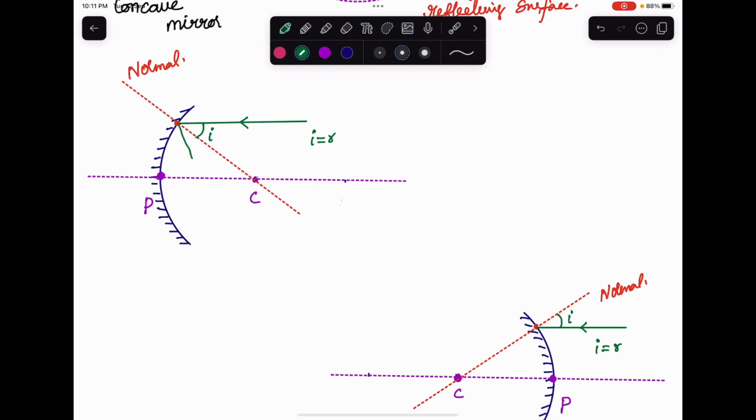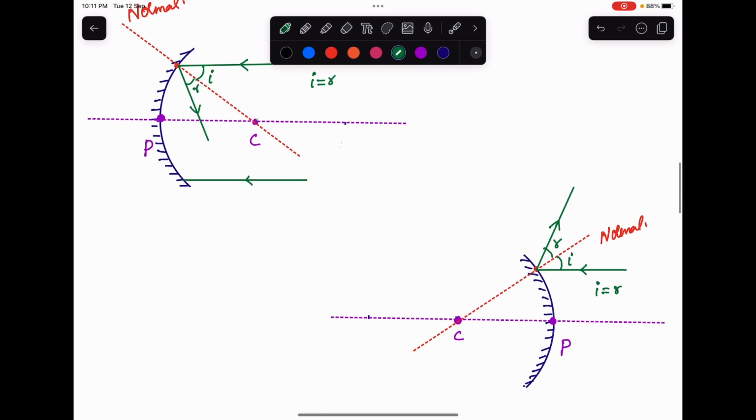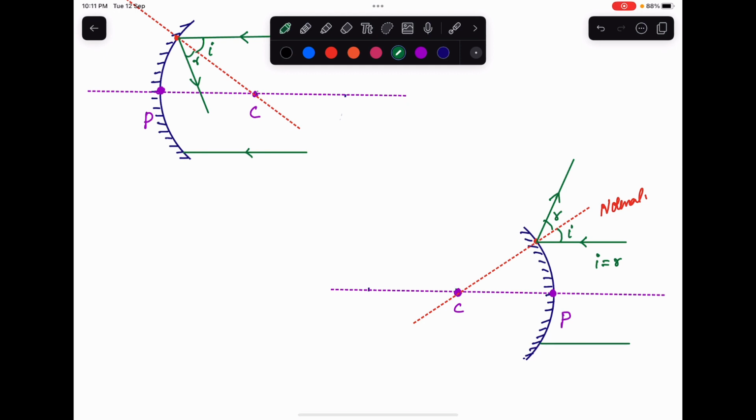So in such a pattern, you draw a reflected ray taking the angle of reflection as R, such that I is equal to R. Similarly over here also, draw a reflected ray taking the angle of reflection as R, such that I is equal to R. And not only one incident ray, I would like to take one more parallel incident ray here, and similarly here also one more parallel incident ray, and again these reflect back such that the reflected rays meet at a point on the principal axis here.